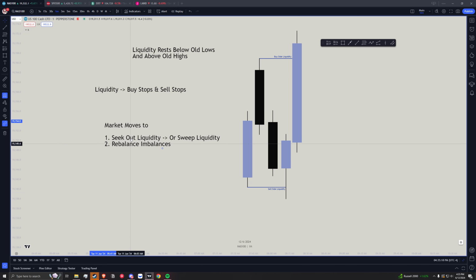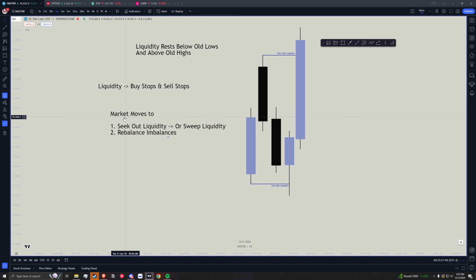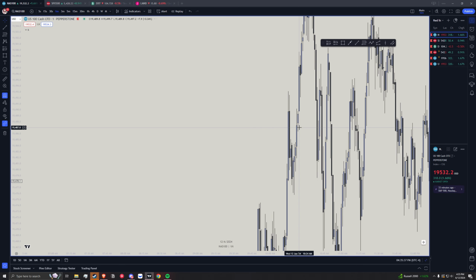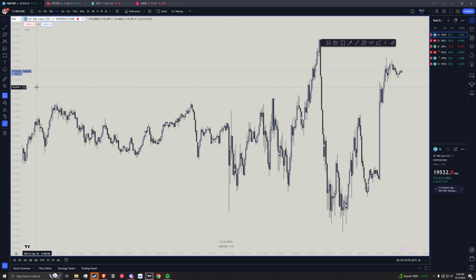Before I go any further, I want to emphasize that there are only two things that the market does. The market seeks out liquidity or takes liquidity, or it rebalances imbalances, which is also a form of seeking liquidity.